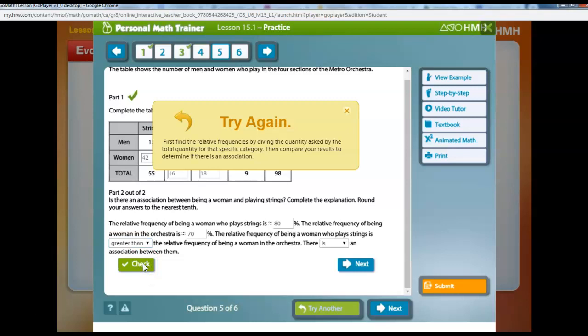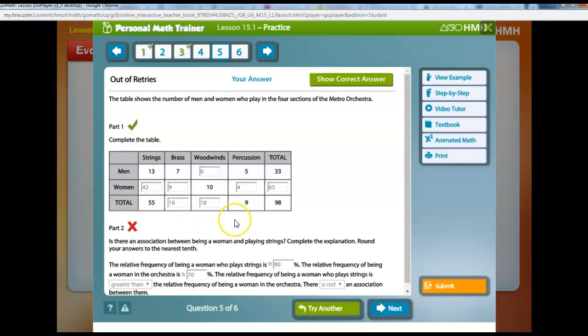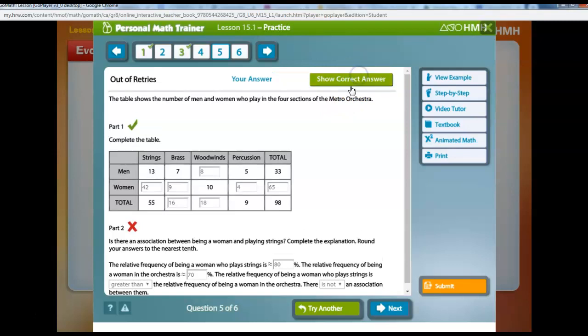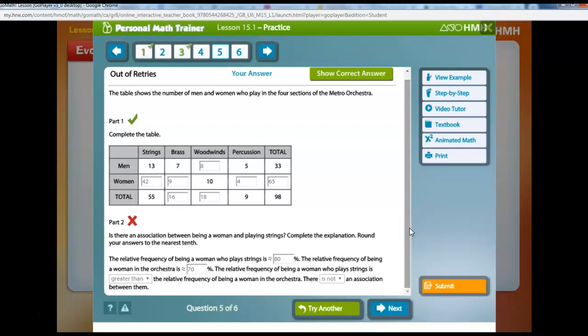Let me check. I still got it wrong. Then compare your results. So let me change it to no. I got it wrong. So show correct answer: 80 and 70.